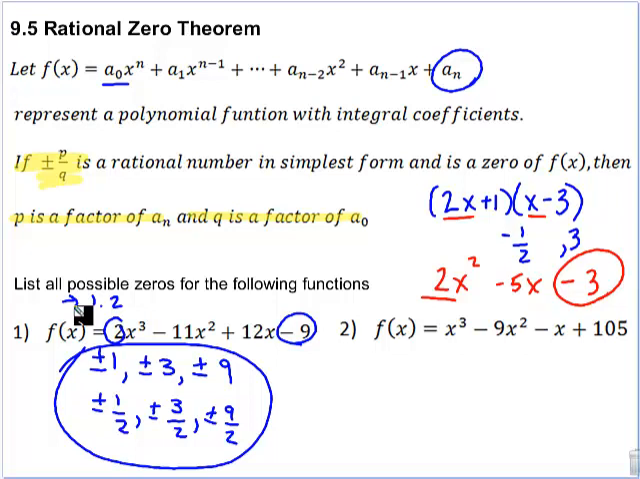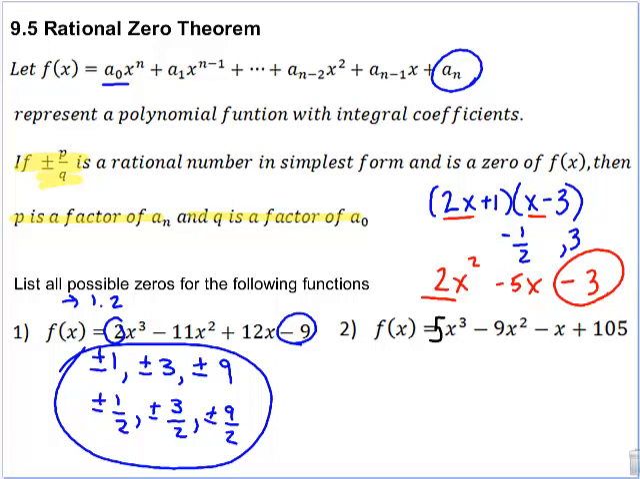Number 2 does not look like the function I wanted it to be, so let me just fix it here. There we go, fixed. So number 2, f of x is equal to 5x cubed minus 9x squared minus x plus 105. Once again, we just want to list all the possible values that could be zeros of this function.